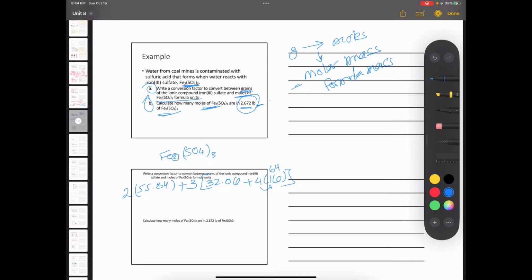So remember, 4 times 16 is 64. So 64 plus 32, and then you multiply that figure, all of it, by a factor of 3, because I have 3 of the sulfate. So I'm calculating the molar mass for the sulfate, and I'm multiplying that by 3, because this is how many sulfates I have in my ionic formula, right? I have 3 of the sulfate, not a single one. And then you multiply 2 by the atomic mass for the iron.